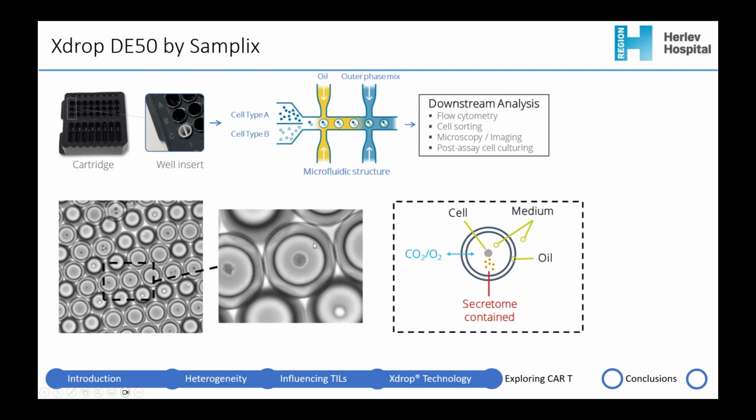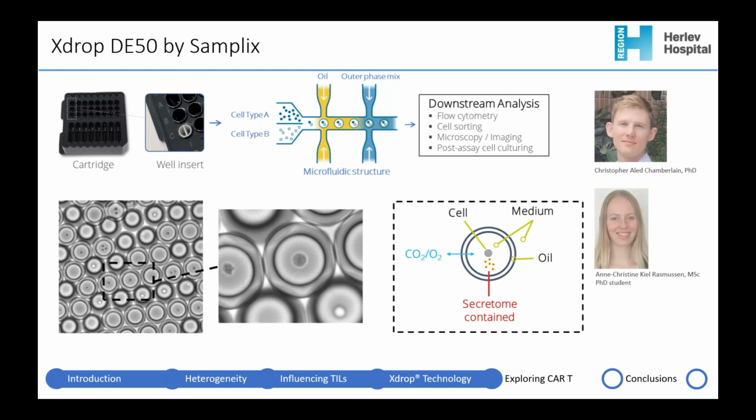So once these droplets are formed, it's really up to the user what they want to do with them. So you can do flow cytometry and cell sorting because these droplets are compatible with just basic flow cytometers that we likely all have sitting in our labs. You can do microscopic imaging, and then you can also rupture the droplets and harvest the cells afterwards.